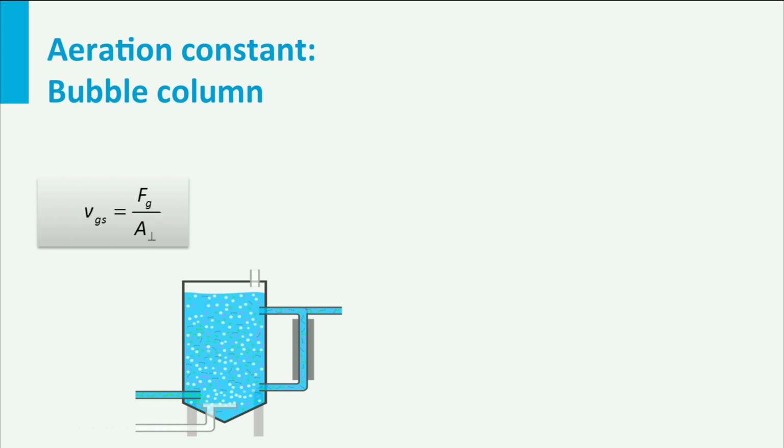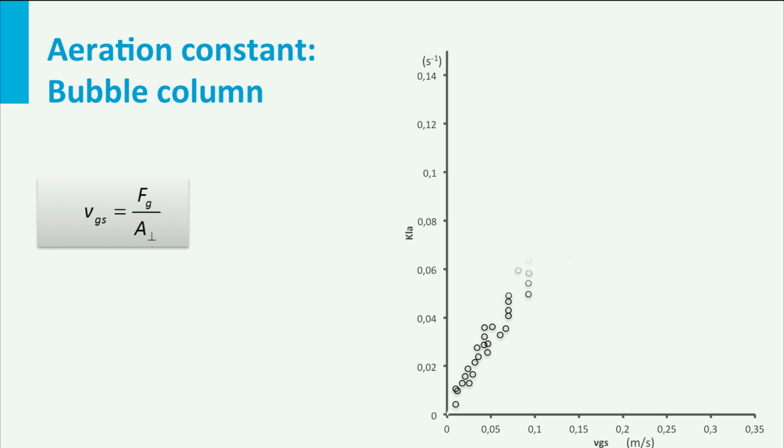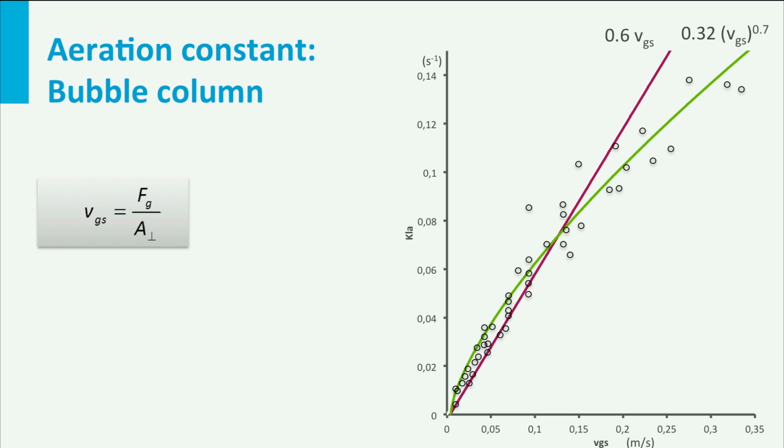An important concept in gas transfer is the superficial gas velocity, VGS, which is defined as the actual gas flow rate in meter cubed per second divided by the cross-sectional area of the reactor. It is an artificial term that, however, correlates well with experimentally determined mass transfer coefficients. In a bubble column, for example, you can see how this works out for two reported correlations.